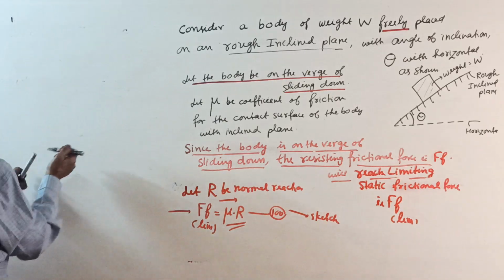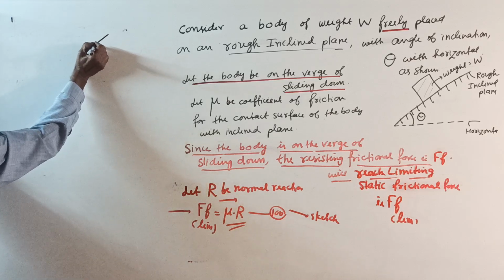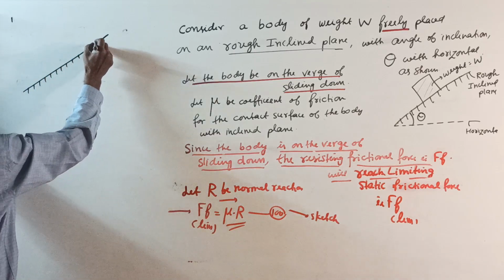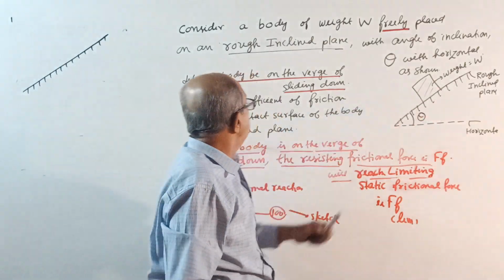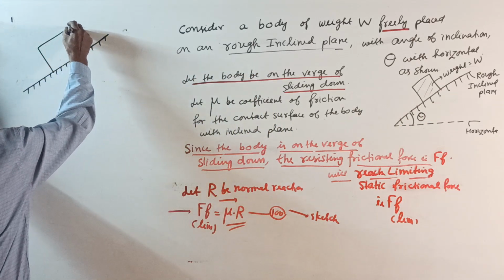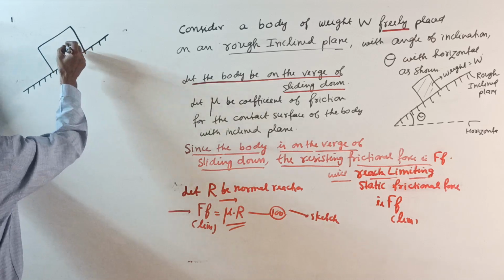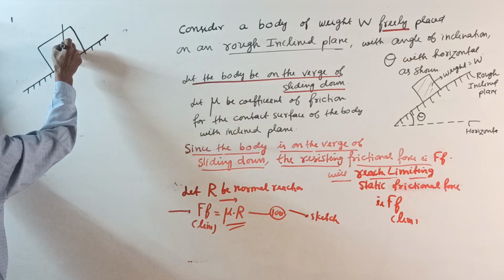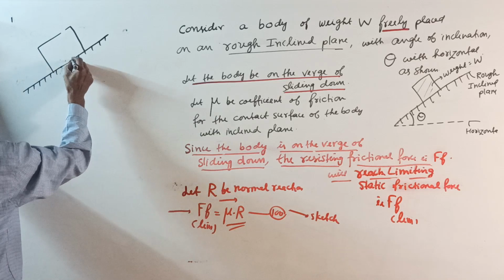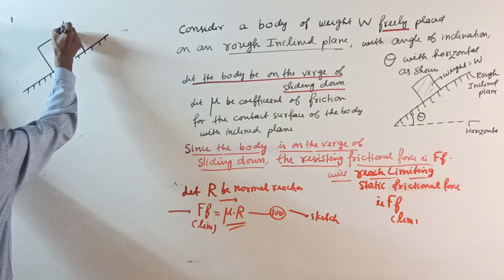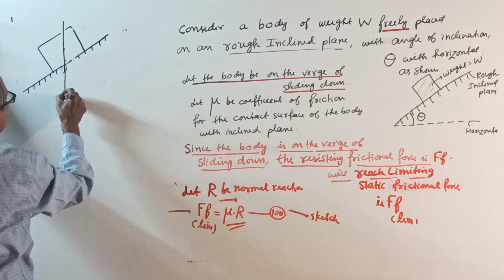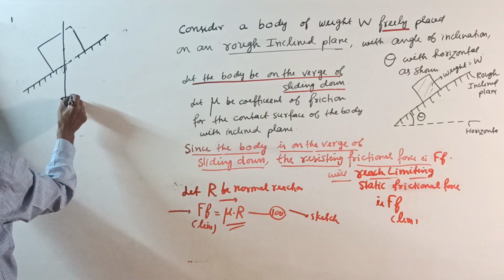See here. This is the inclined plane, a rough inclined plane. I won't write it once again because I already wrote rough inclined plane here. This is the body, placed here. This is the center of gravity. Through this, the weight will act vertically down. Weight will always act vertically down. You should know that much. Now this is weight W.